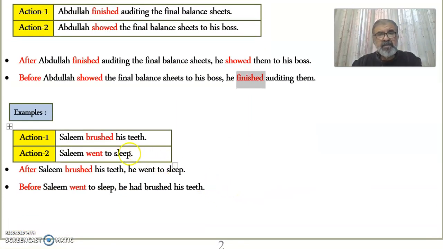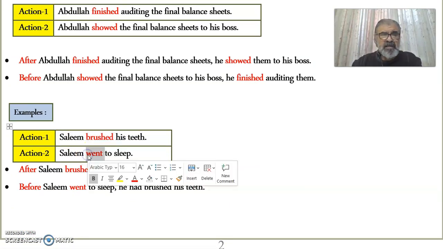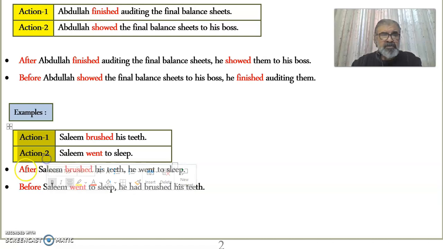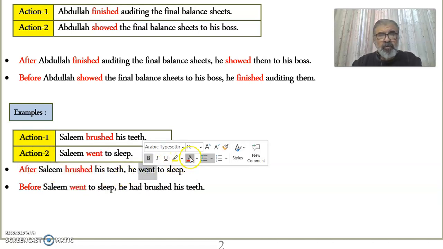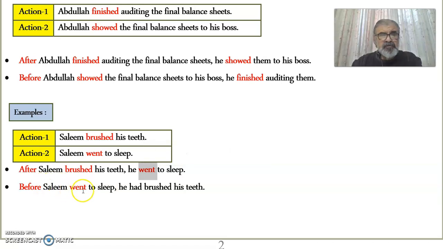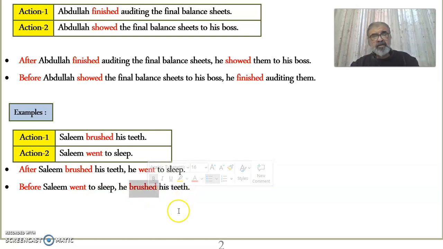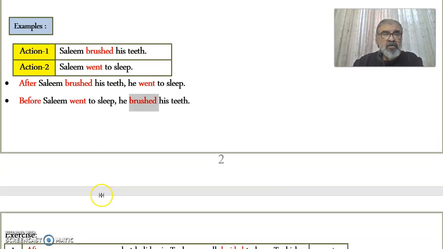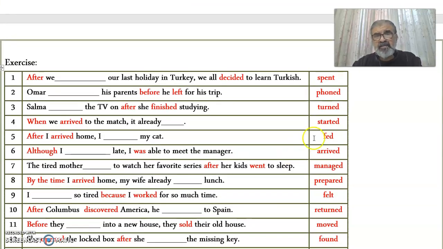More examples. Salim brushed his teeth, he went to sleep. Again, it depends. So this is action 1 and this is action 2, as you can see. So after is followed by action 1, brushed, then action 2, went. Now before is followed by action 2, went, and then brushed, action 1. Okay? Now going down into the exercises.